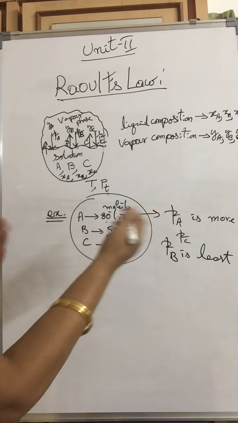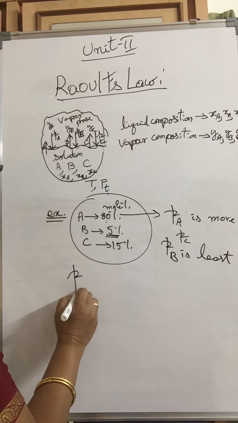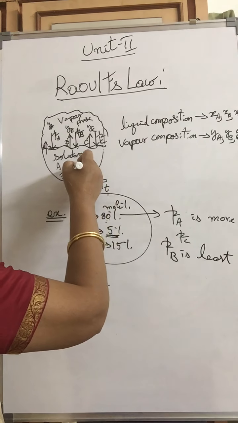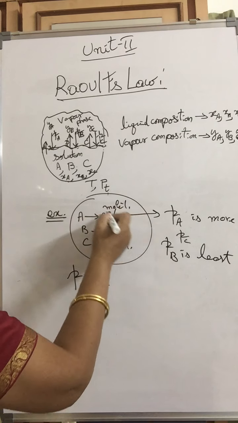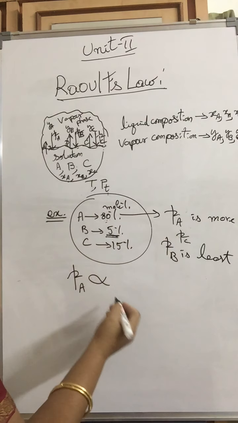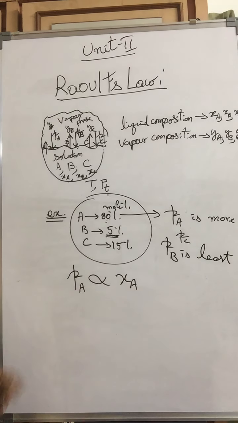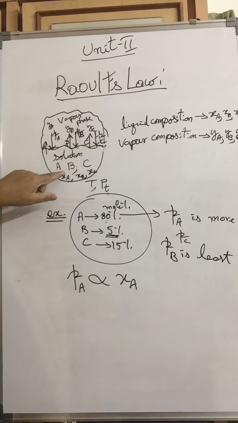From this, what are you understanding? Partial pressure Pa is directly proportional to its liquid mole fraction. This is the liquid mole fraction, no? This is liquid mole percent or mole fraction, whatever it is. So we can say partial pressure of A is directly proportional to its mole fraction in the liquid phase.